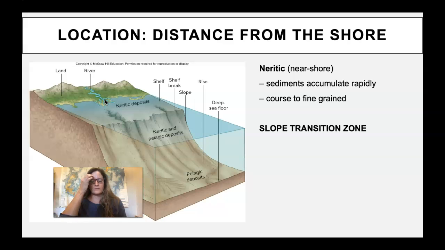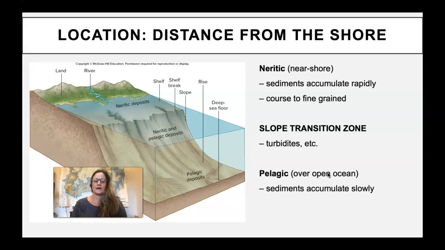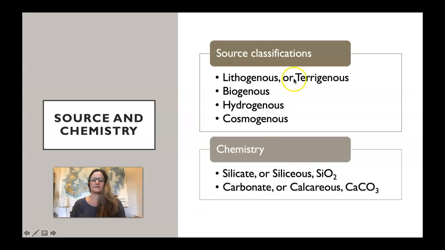There is then a slope transition zone where we get those turbidite deposits, those submarine landslides. And then out to the pelagic deposits. These are the open ocean, so beyond the rise, out on the abyss. And these sediments, we just mentioned clays, 47,000 days for them to sink to the sea floor. They accumulate very slowly, they're fine-grained.